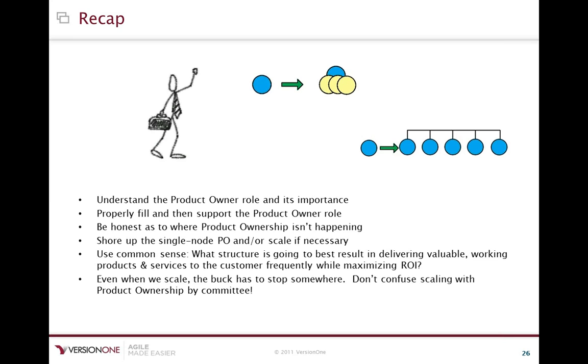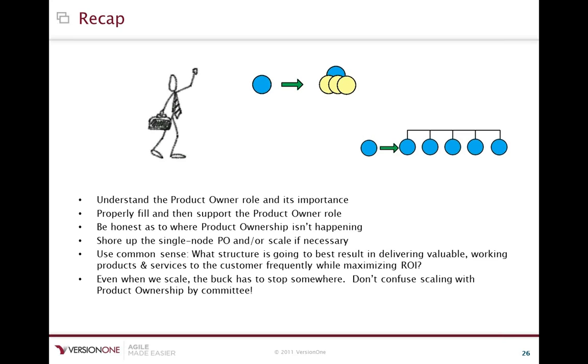When we're making the adjustments, just make sure we use common sense, and that really applies to everything. We don't have to get real fancy with it. We don't have to overthink it. We can simply ask ourselves, what structure is going to best result in us being able to deliver value that actually works, so valuable stuff that works, to our customer frequently, and also maximize the return on investment.